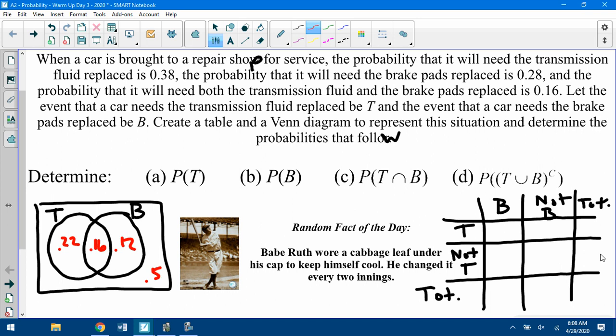Let's do the same thing with the table. Again, the nice thing with the table is you can put everything in there right away. Needs transmission fluid is 0.38. So go to transmission fluid, that's a total. Needs brake pads is 0.28. Go to brake pads, that's a total. Needs both is 0.16. So transmission and brake pads is 0.16. Now the other thing I can fill out right from the get-go is this spot. What should this spot down here always be if it's a probability chart? 1. So now I can fill in the missing pieces.